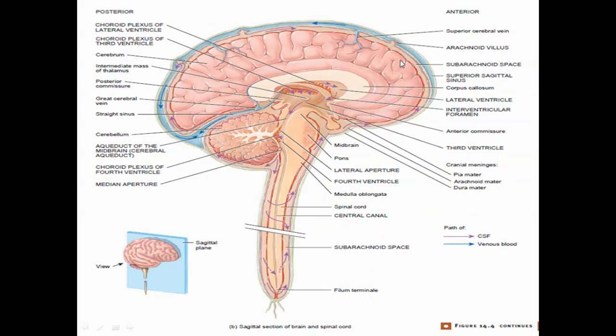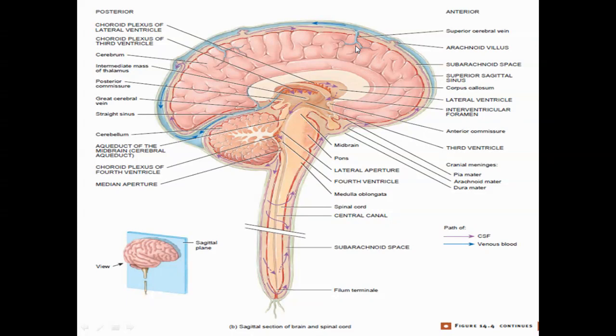So here this is the sagittal section of the brain and the spinal cord. You can see the choroid plexus is shown here, the network of blood capillaries. You can see these are the red colored ones here, here, and here. These are the choroid plexus.